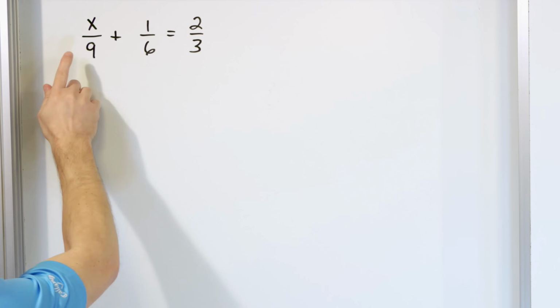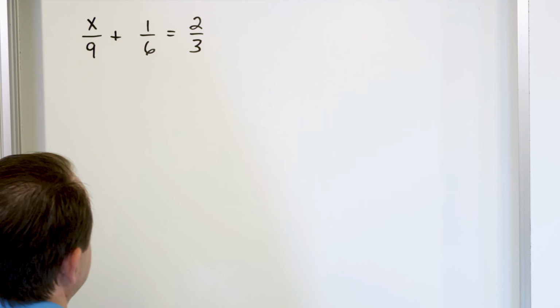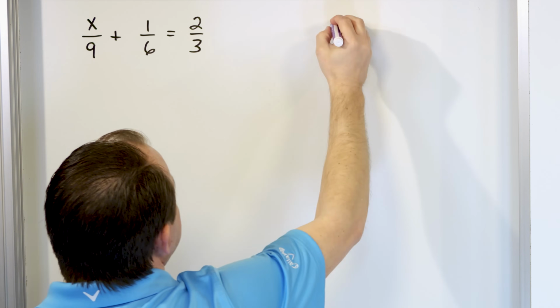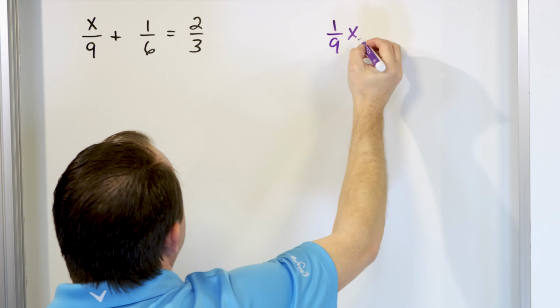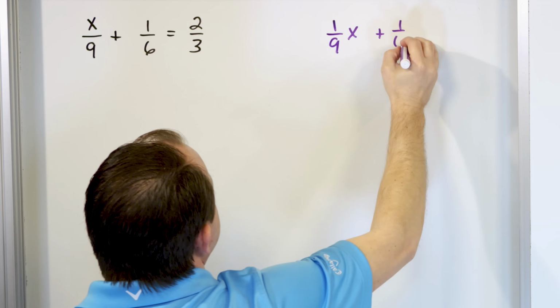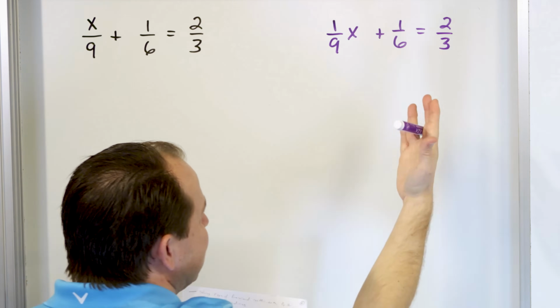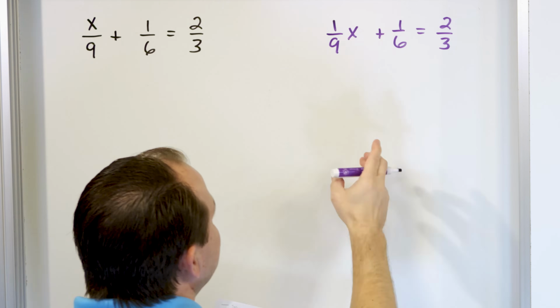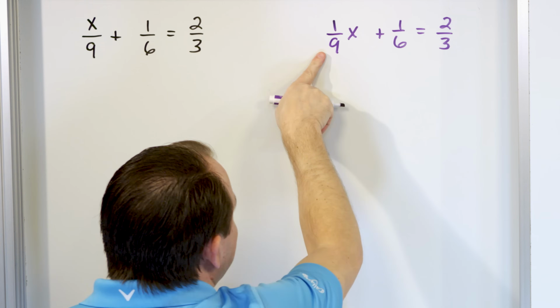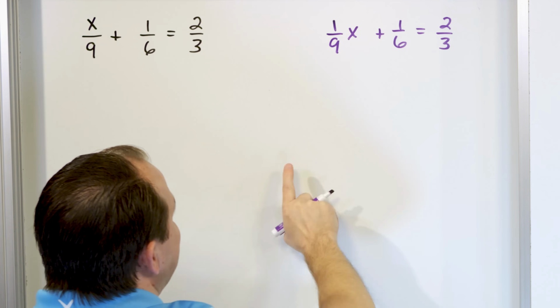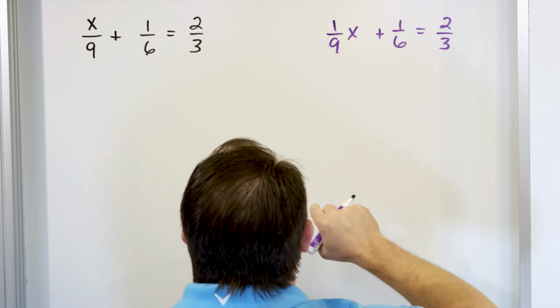Now notice we have x over 9. I want to point out and make sure you understand that this is exactly the same thing as 1/9 times x plus 1/6 is equal to 2/3. So in your book, if you see an equation like this, it's exactly what we said. It's an equation with a fractional coefficient. The coefficient here is 1/9, that's a fraction. Here you have a fraction, here you have a fraction.